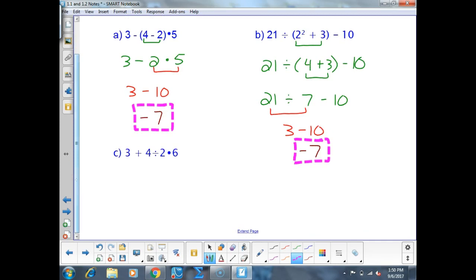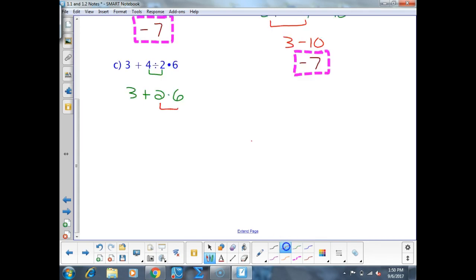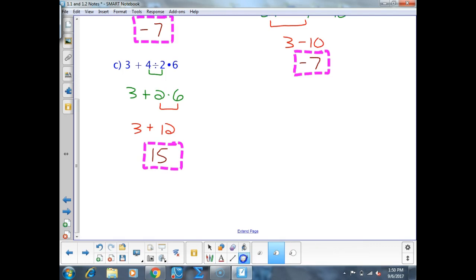In C, here the first thing that I would do is work this first because the divide is to the left of the multiplication. I'm going to do that multiplication and division at the same time, working left to right. So this becomes 3 plus 2 times 6. And then I would deal with the 2 and the 6. So that becomes 3 plus 12, which then becomes 15. Questions on those three?